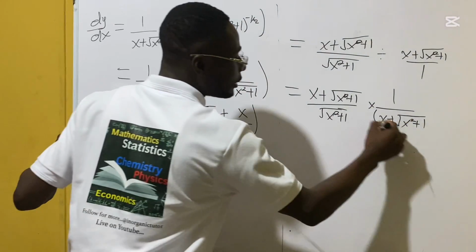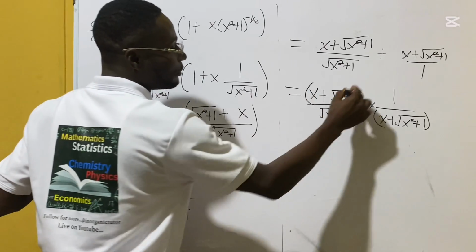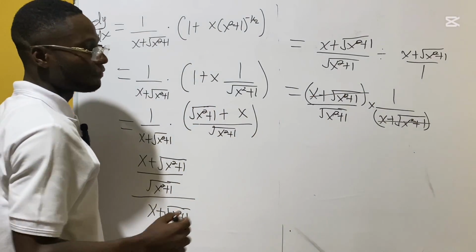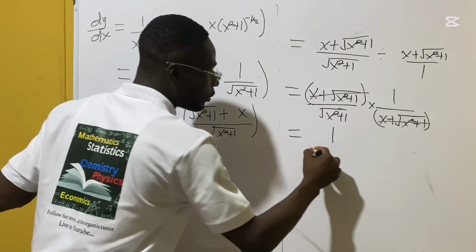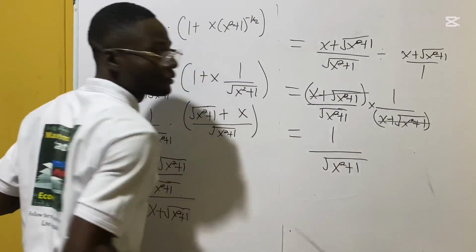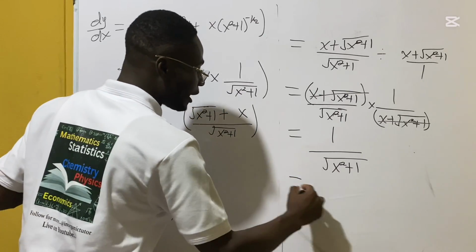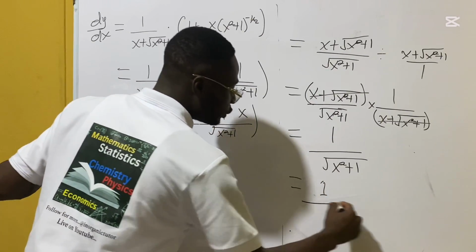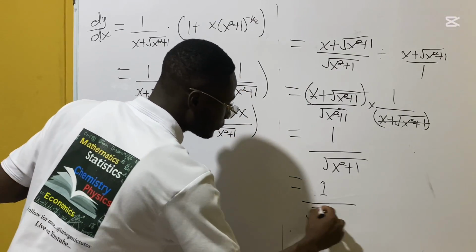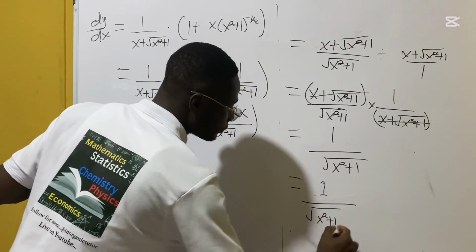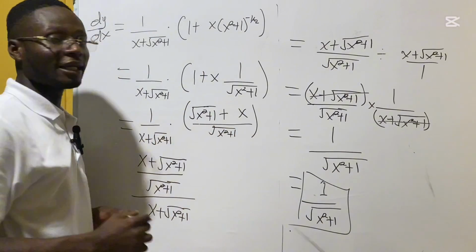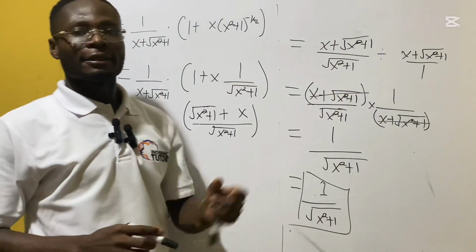So from here, you can see that this and this cancel out. So we're going to have 1 over square root of x squared plus 1, right? So this becomes the final answer to this particular problem. This becomes the final answer to the ln problem.